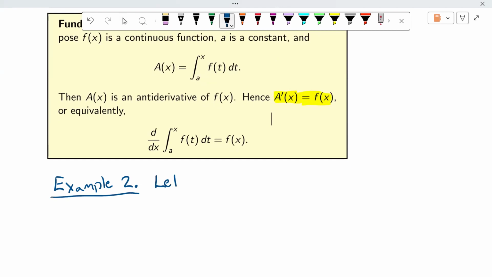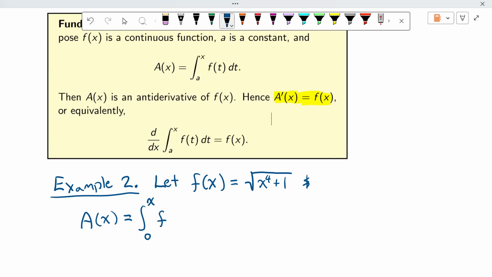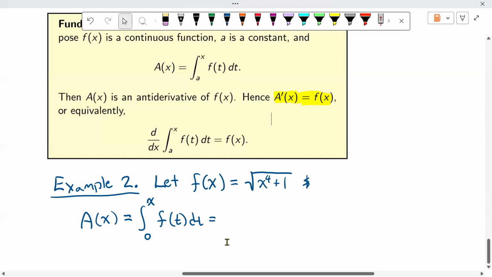So imagine I had the following function. I had f of x is square root of x to the fourth plus 1. And imagine I defined an area function. The area function is, say, the integral, let's say from 0 to x of f of t dt. If I wanted to, I could plug in right here.